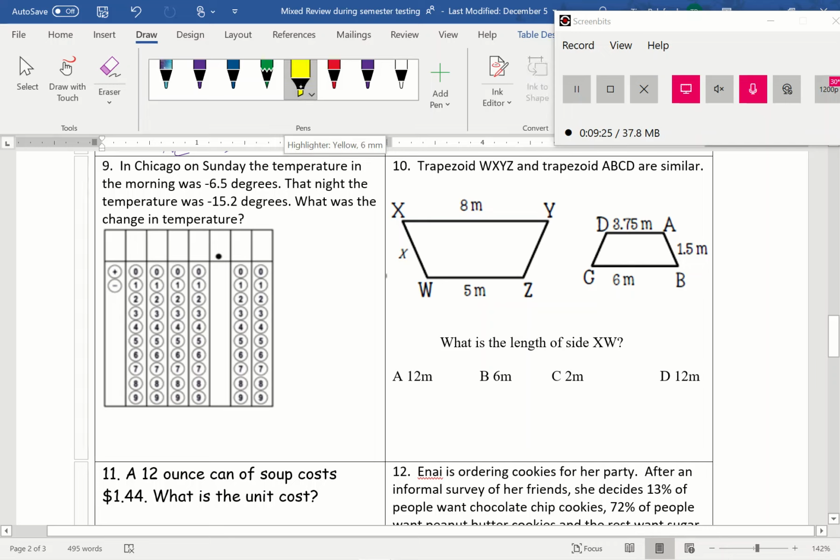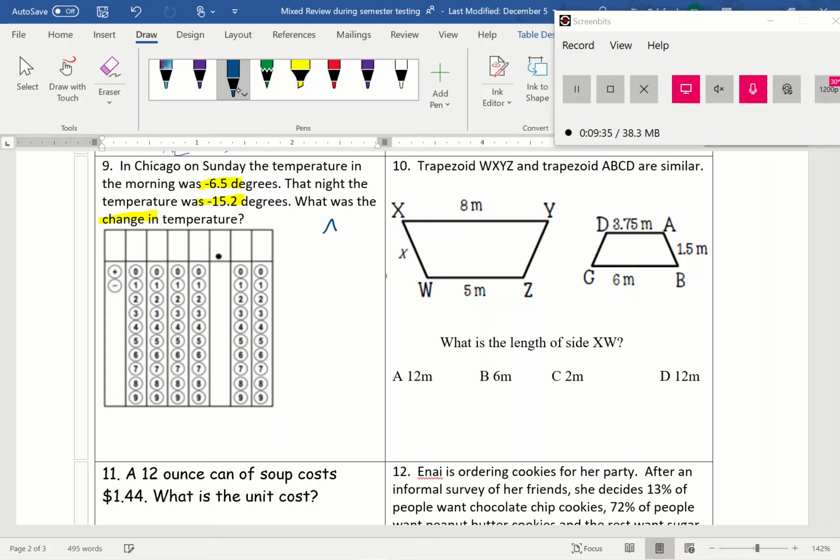In Chicago on Sunday, the temperature was negative 6.5. That night, the temperature was negative 15.2. What was the change? Change is how much it moved. We have negative 6.5 and negative 15.2. It's a small change. You're not crossing 0, so you're just subtracting. Is it a positive or a negative change? Well, if I started at 6.5 and I went down, it's a negative change.